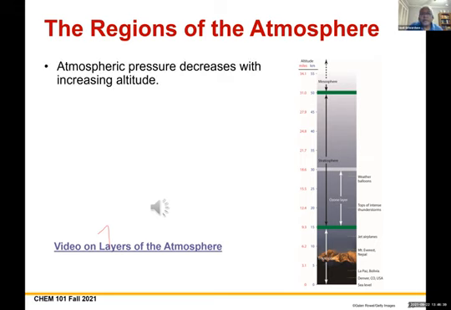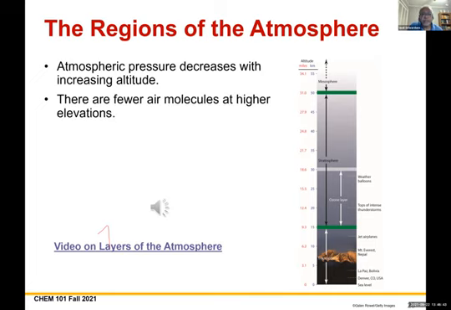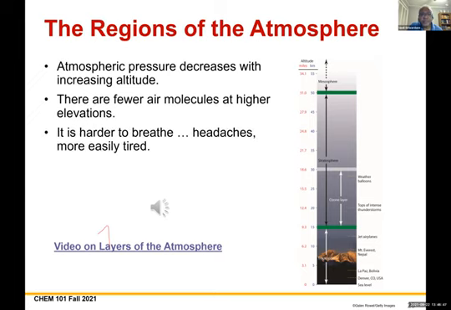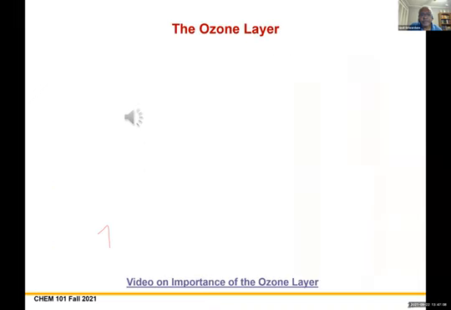In the atmosphere, air pressure decreases with increasing altitude. Fewer molecules, oxygen and nitrogen, are at high elevation, so it becomes harder to breathe. You get headaches easily if you live at high elevation or go to Mount Everest. Water boils at a lower temperature. These are the things.